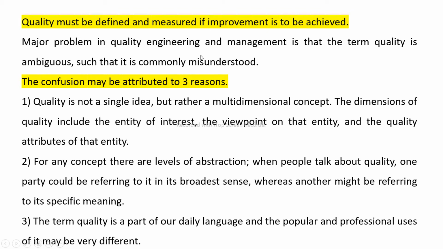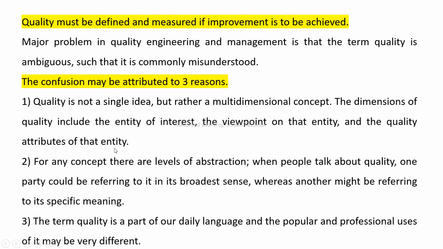The major problem in quality engineering and management is that the term quality is ambiguous, means it is not so clear, such that it is commonly misunderstood. The confusion may be attributed to three reasons. The first reason is that quality is not a single idea, but rather a multi-dimensional concept. Everyone has got his own thinking, so everyone thinks this is quality. That's why it is a multi-dimensional concept. The dimensions of quality include the entity of interest, the viewpoint on that entity, and the quality attributes of that entity.